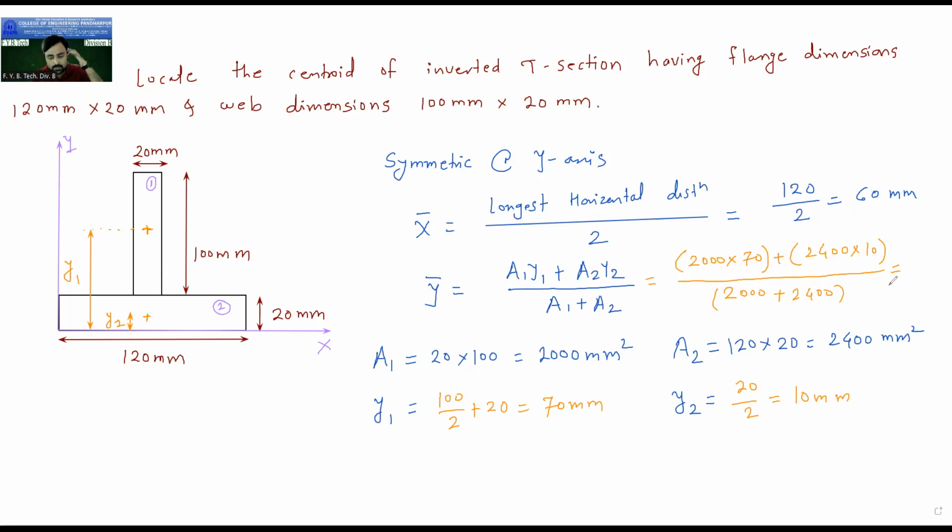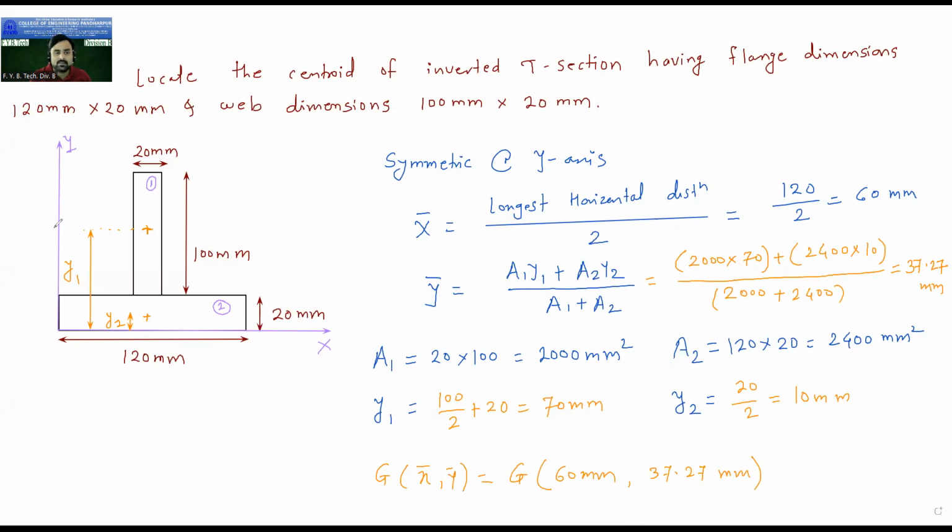37.27. Correct. So the answer is 37.27 mm. So finally you should write the answer as G x bar, y bar, where G stands for centroid. X bar is 60 mm and Y bar is 37.27 mm. So you should understand the meaning of this. The meaning of this is that this inverted T section has the location of the centroid. These are the ordinates of the centroid. So X bar is 60 mm.